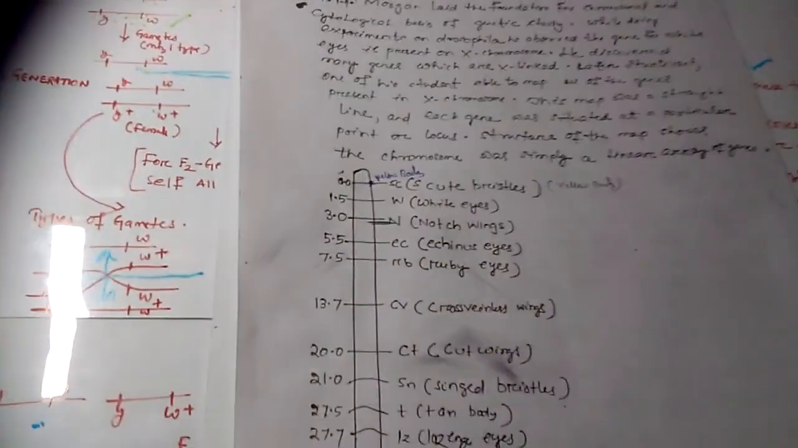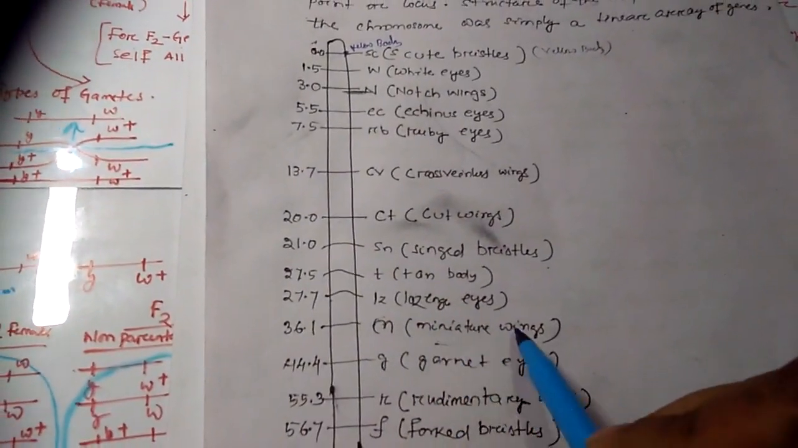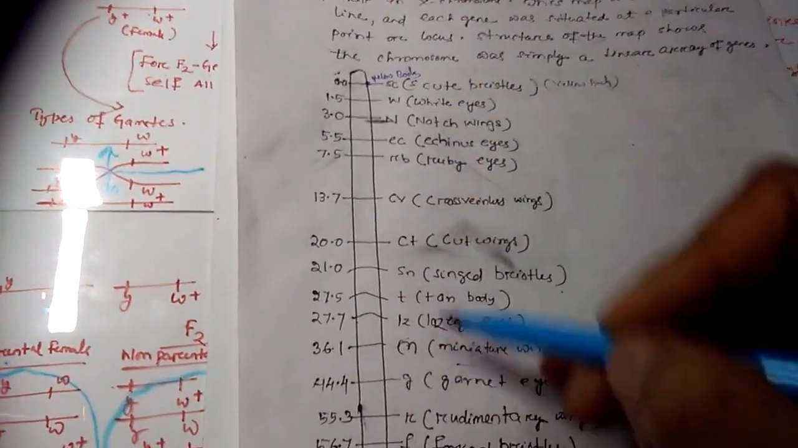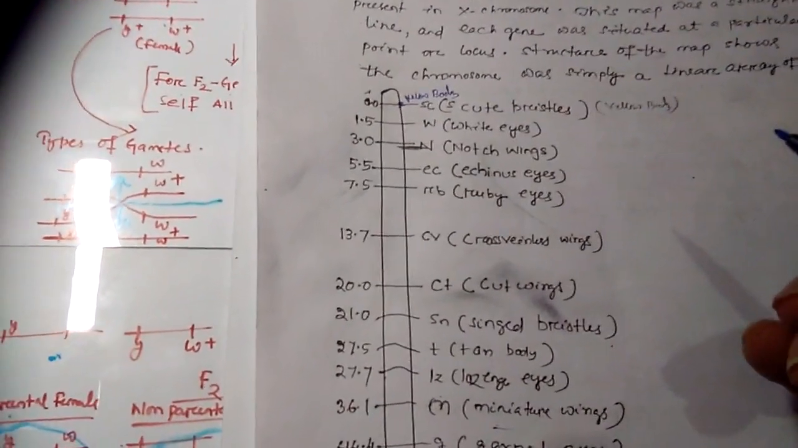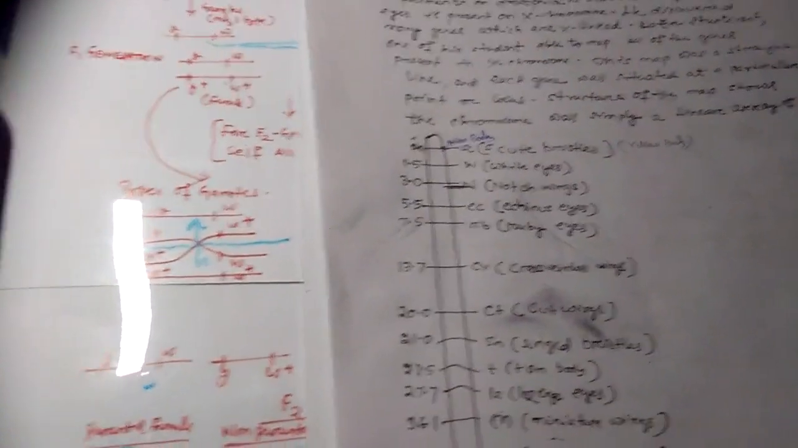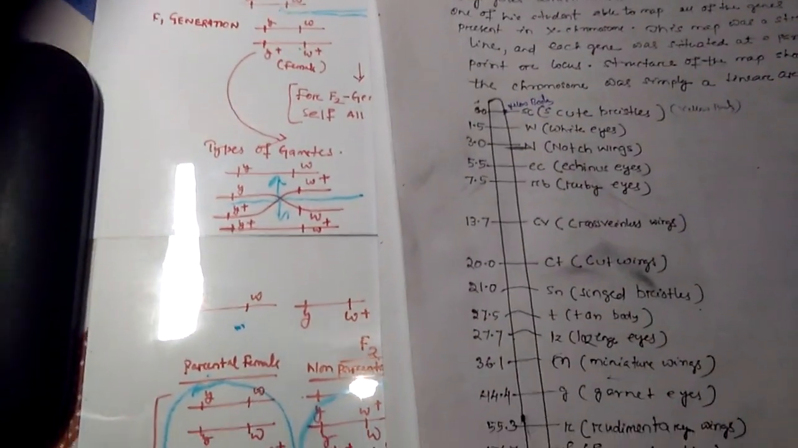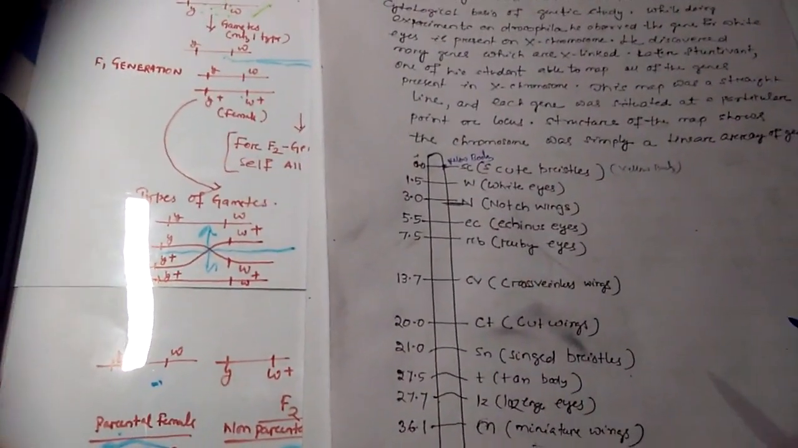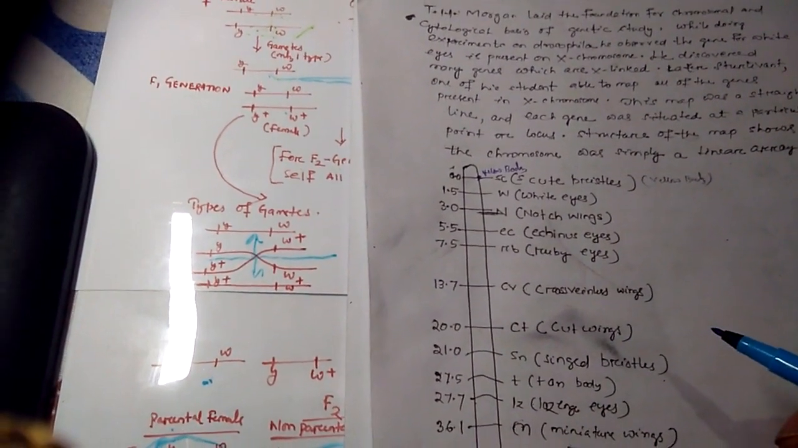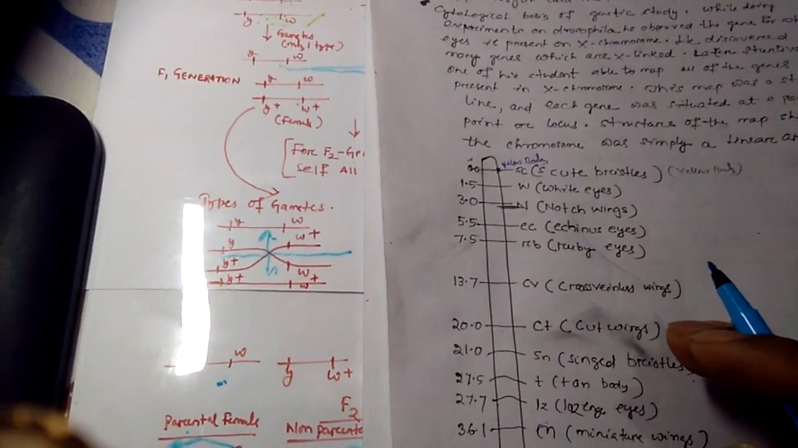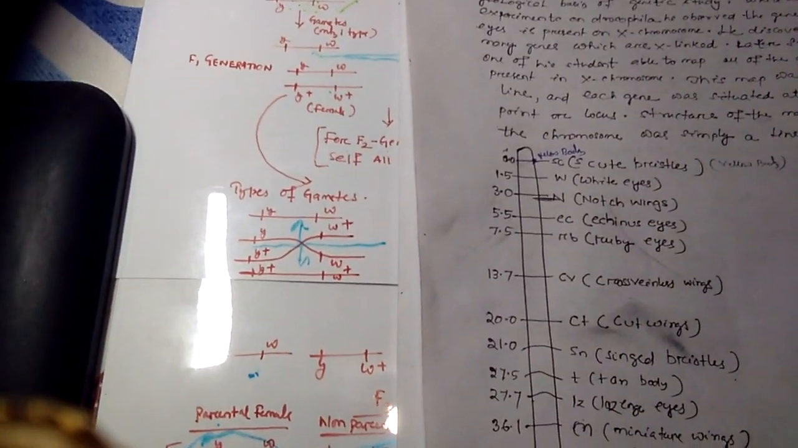Another experiment he also did. In that case he has taken the miniature wings. In that case the distance between them is very high, so he got a much higher amount of recombinant varieties. I hope you are clear now. So understand one thing: crossing over is required for recombination. If crossing over is happening very little, then recombination frequency will be very low and your parental variety will be more. Okay, thank you.